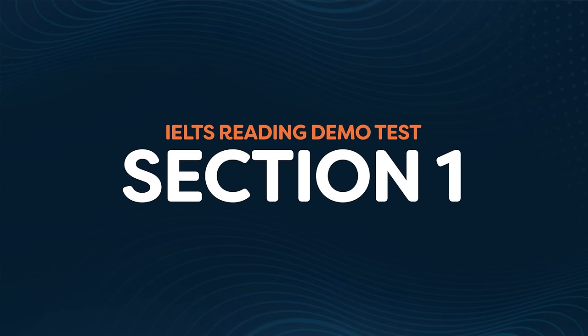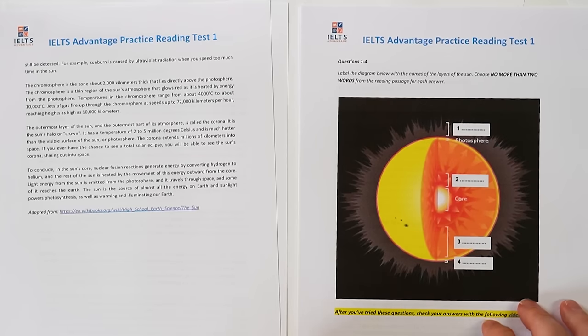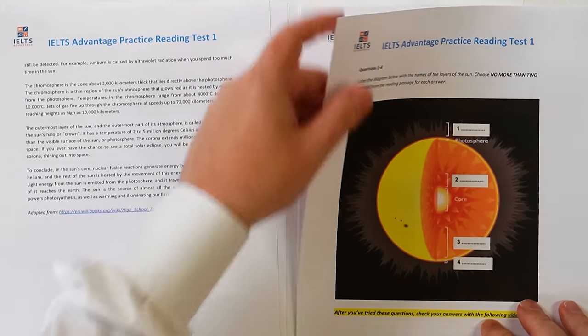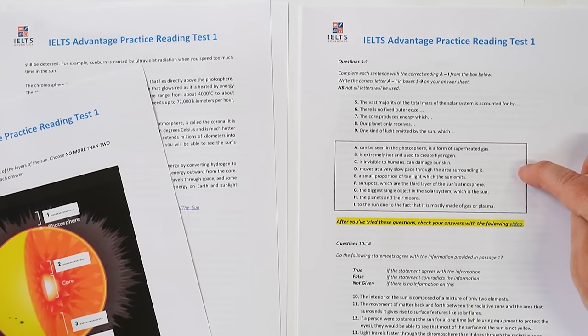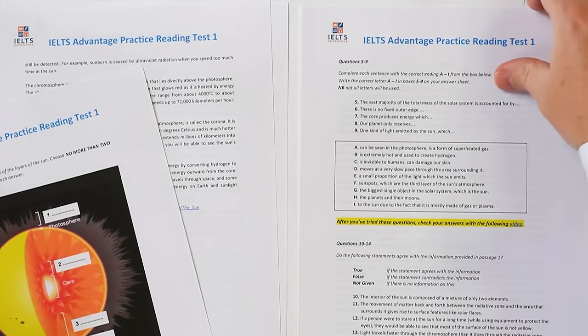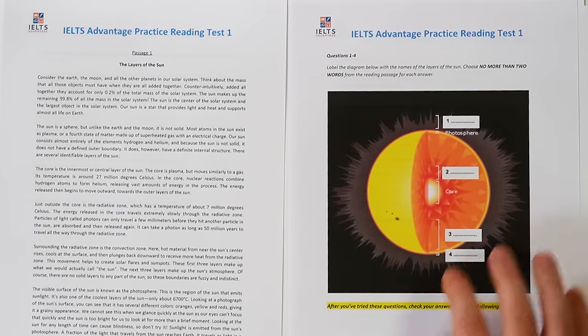Okay, so the first thing I'm going to do in part one is check what type of questions are going to come up. So this is labeling a diagram, sentence completion, and true, false, not given. The reason why I did that was if there were any questions like matching headings, for example, that require me to read this quite quickly to understand the general meaning, I would have done those questions first, but those questions haven't come up, so we can just dive right into the first question, which is labeling a diagram.